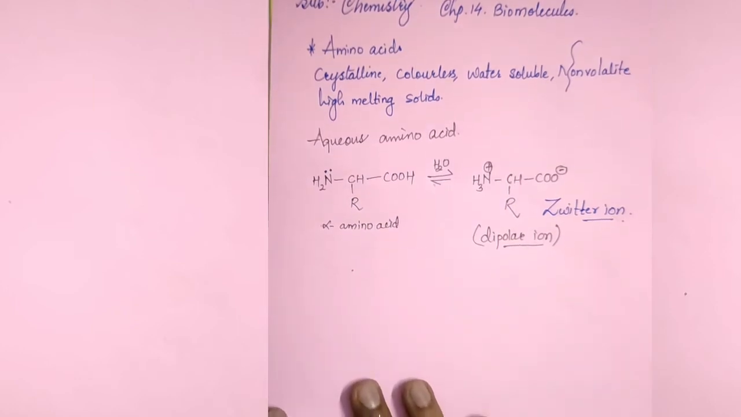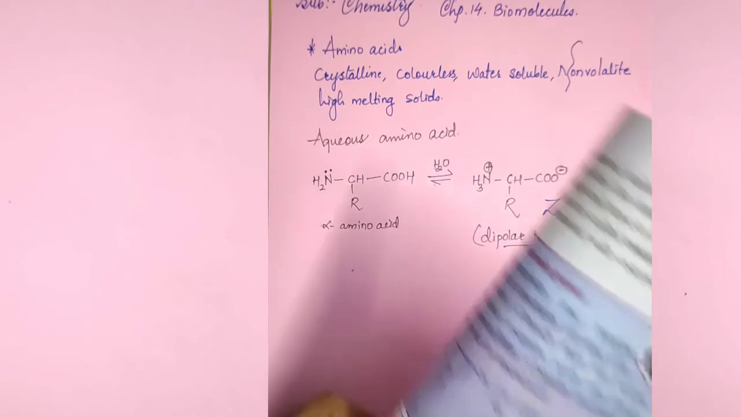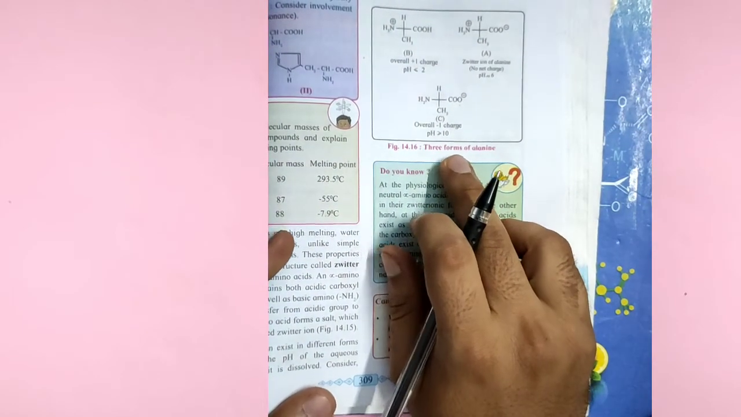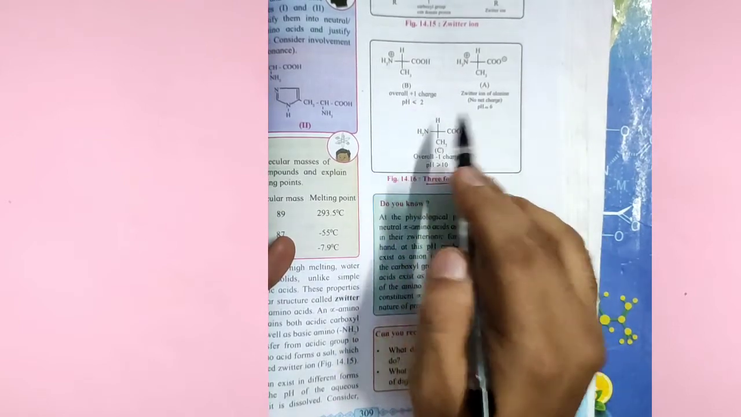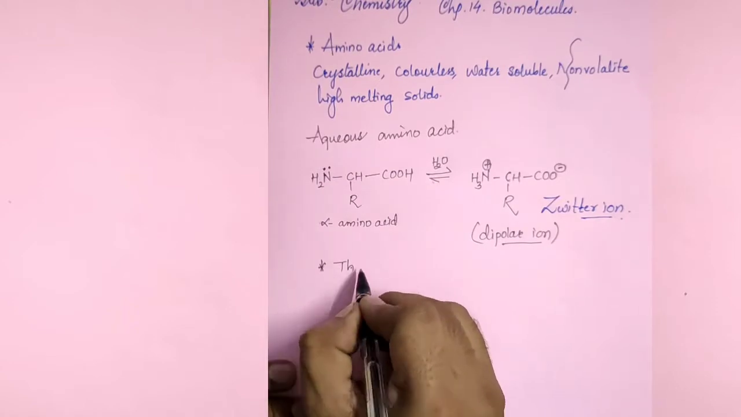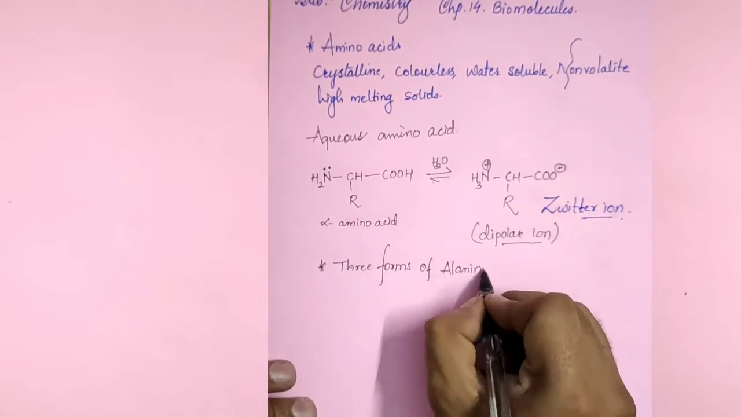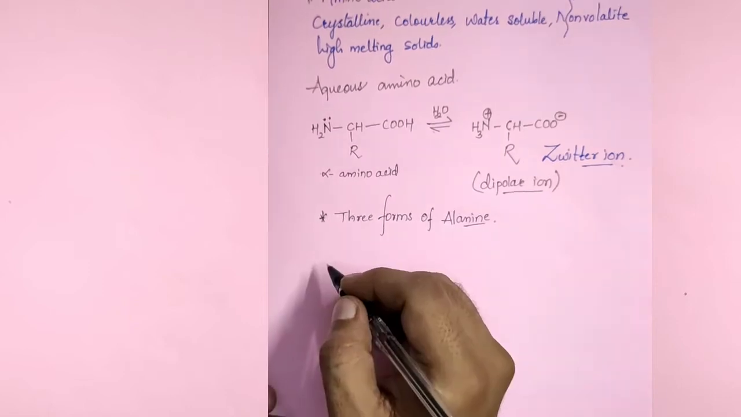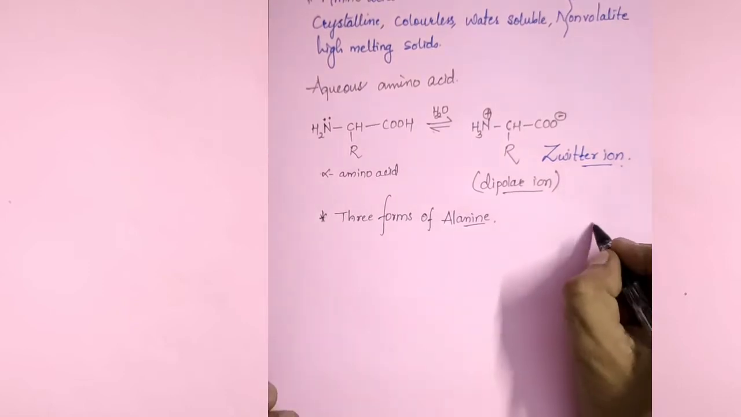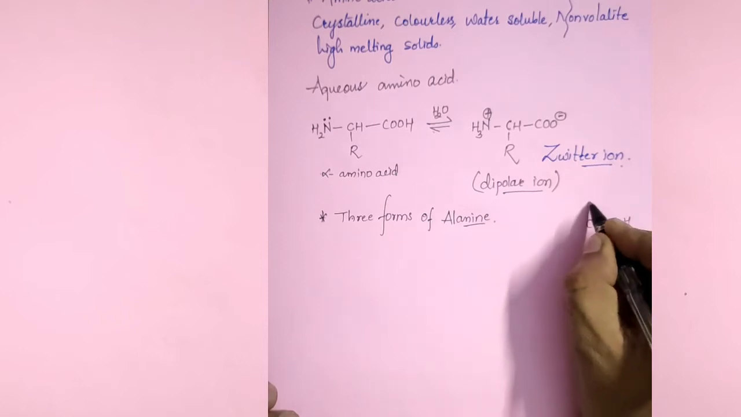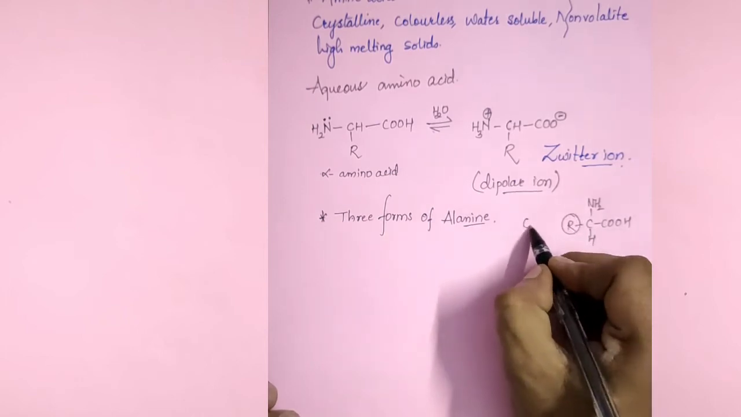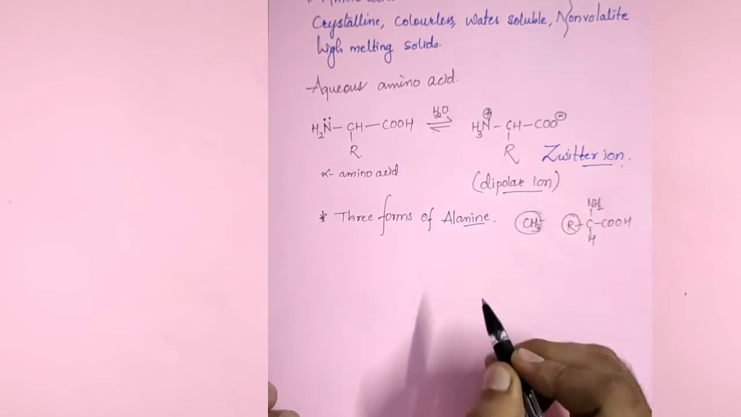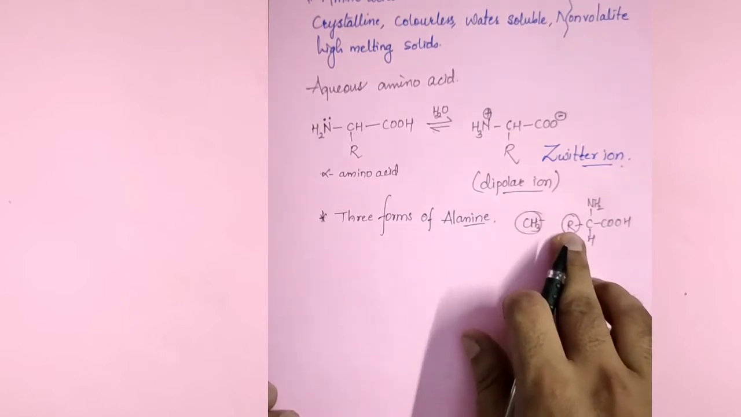Now three forms of alanine have been given in the textbook. Three forms of alanine. We will see what are they with respect to the pH. As you know the structure of alanine, that COOH, NH2 amino functional group. This is R, this is H. In alanine, this R group is methyl group. So if methyl group is attached in the place of R, it is alanine.